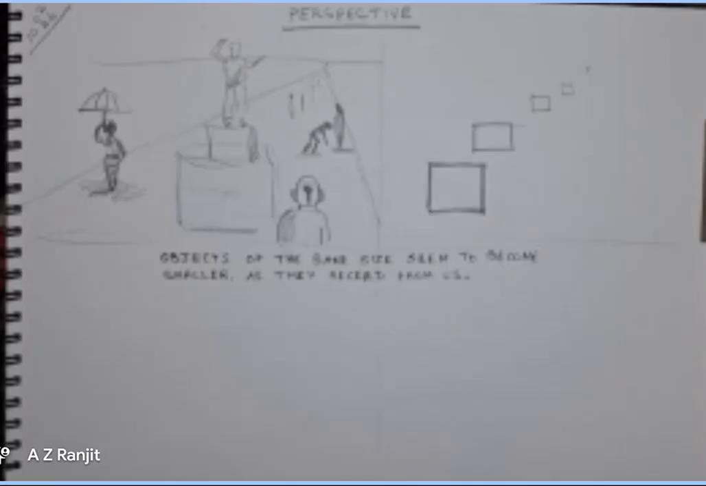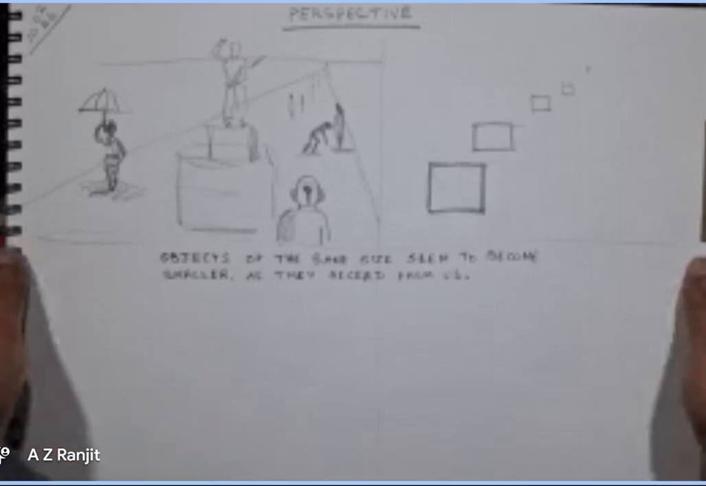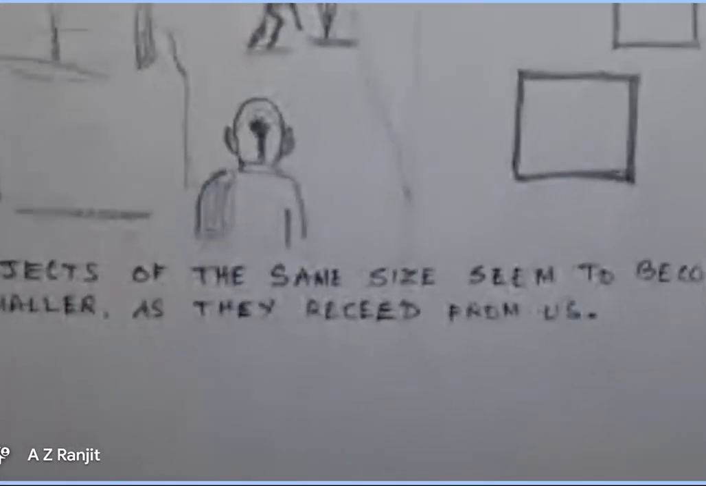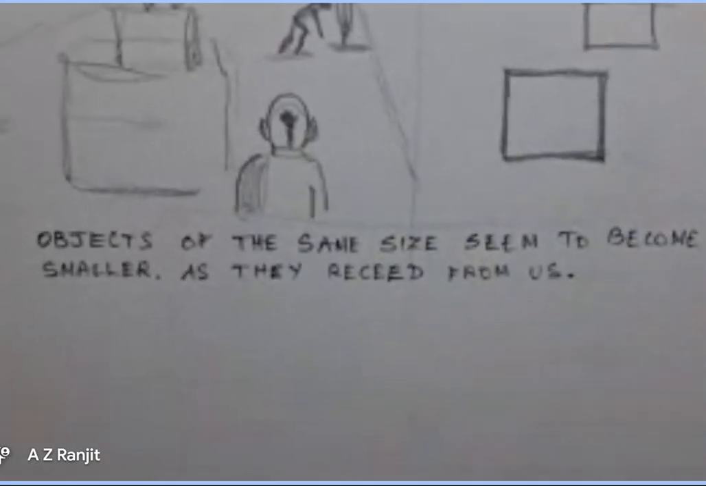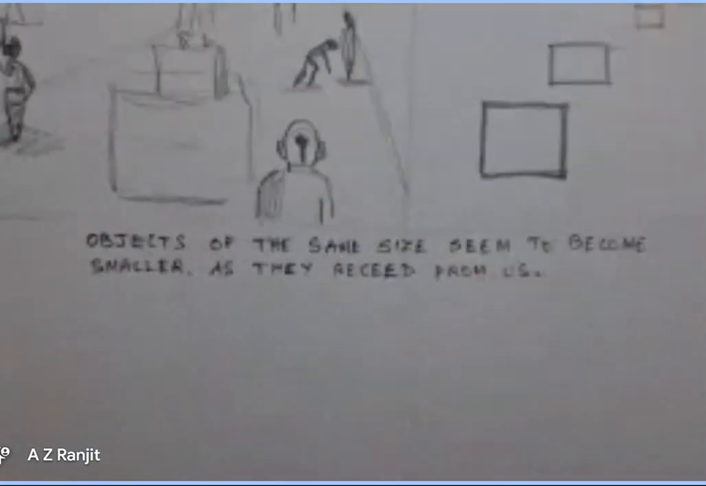But you can write it down as I'm saying: objects of the same size seem to become smaller as they recede from us. Okay?